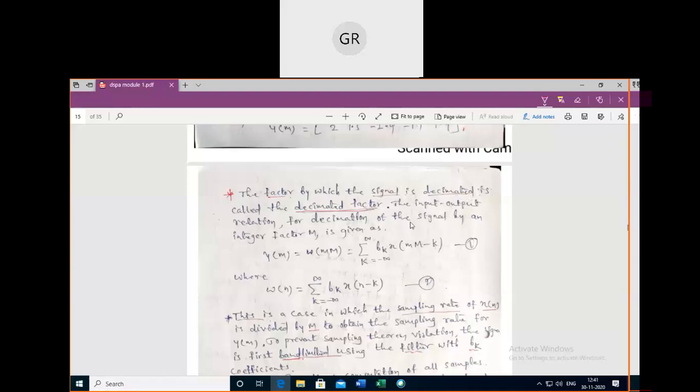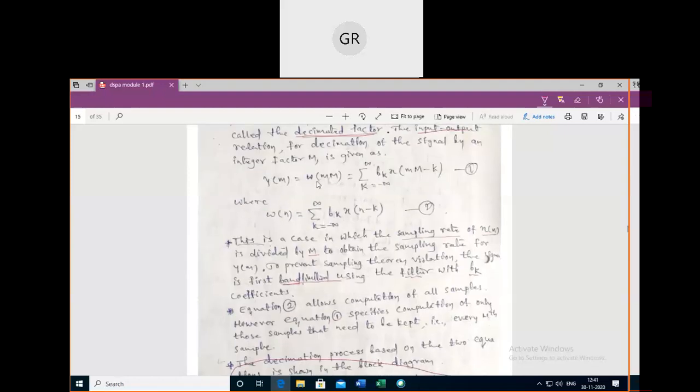Here we know the input-output relation for decimation: y of m is equal to w of Mm, where capital M is the decimation factor, which is equal to the summation over k from minus infinity to infinity of bk x of Mm minus k.